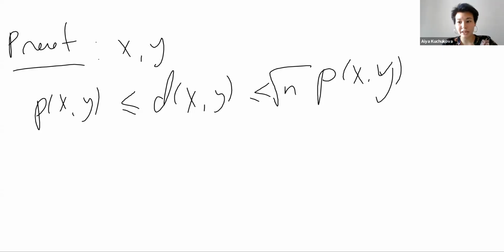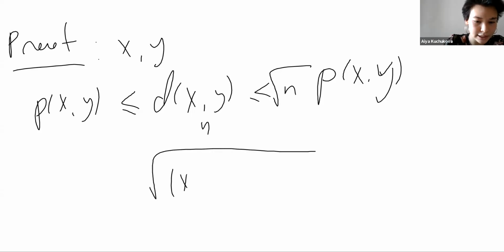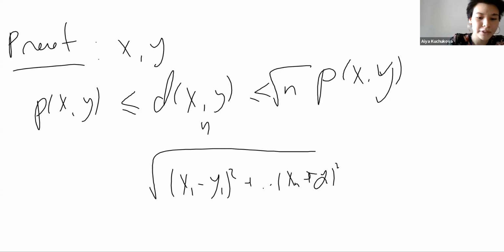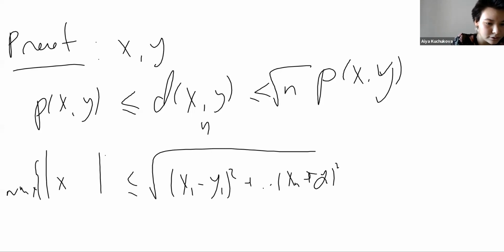Okay, why is that true? If you think about it, how do I show that intuitively? Well, this is equal to the square root of (x1 minus y1) squared plus and so on up to (xn minus yn) squared, which is bigger than the maximum of those terms xi minus yi. Okay, and so why is that true?